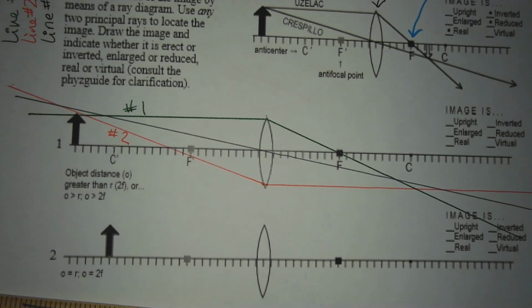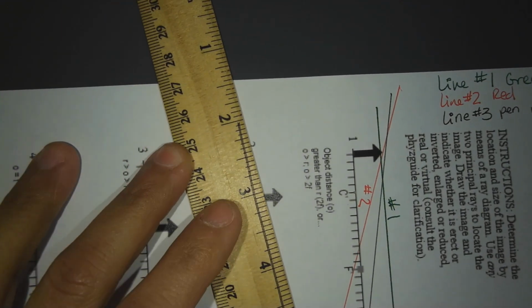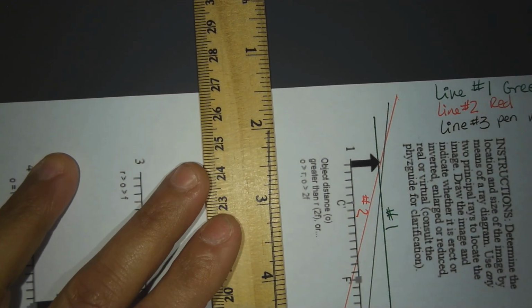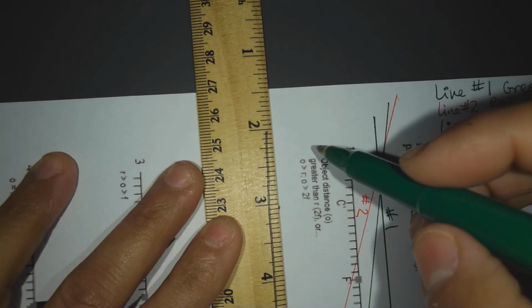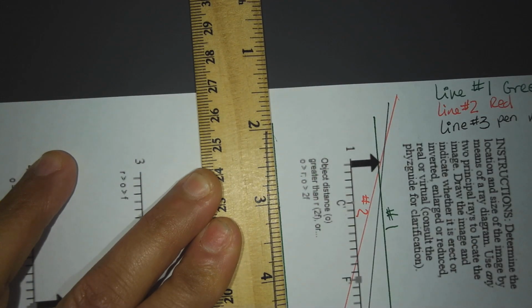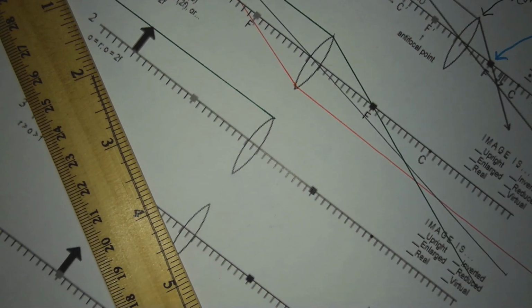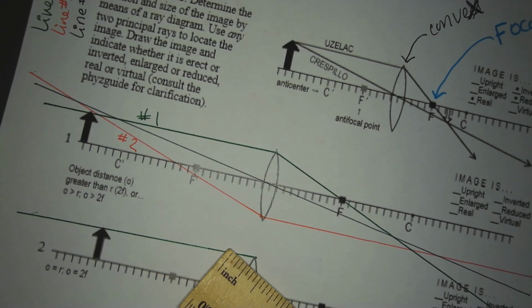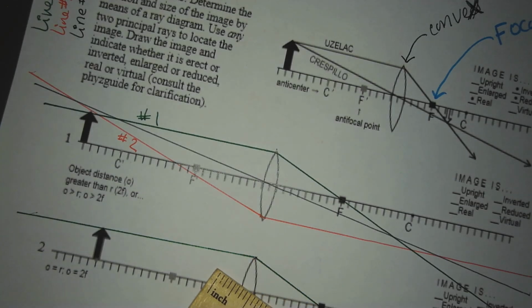Let's go to number 2. On number 2, start off with color green. It's going to be the top one. It's going to go from the top of the object to the top of my lens. Then I'm going to stop and I'm going to refract or bend. I'm going to bend it down through the focal point. And I'm going to come over here and say, okay, let's go ahead now and let's bend from the top of my lens to my focal point in that direction.